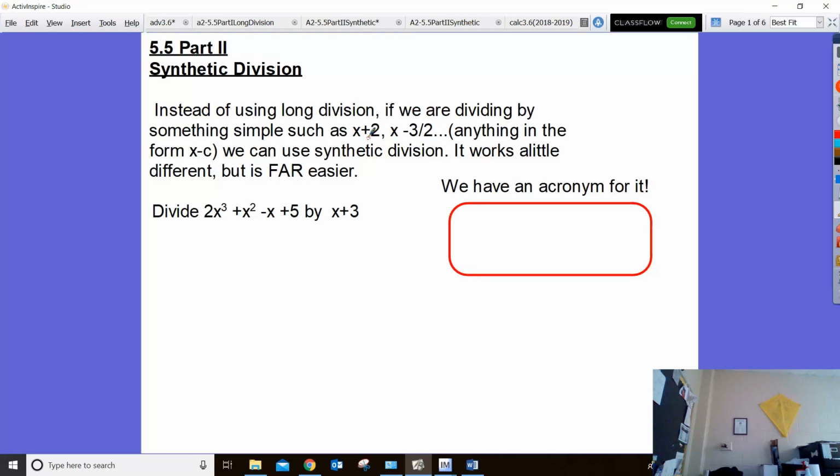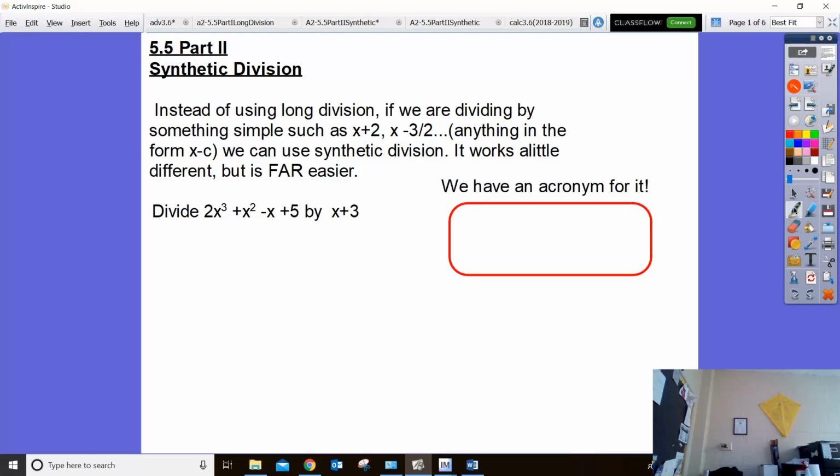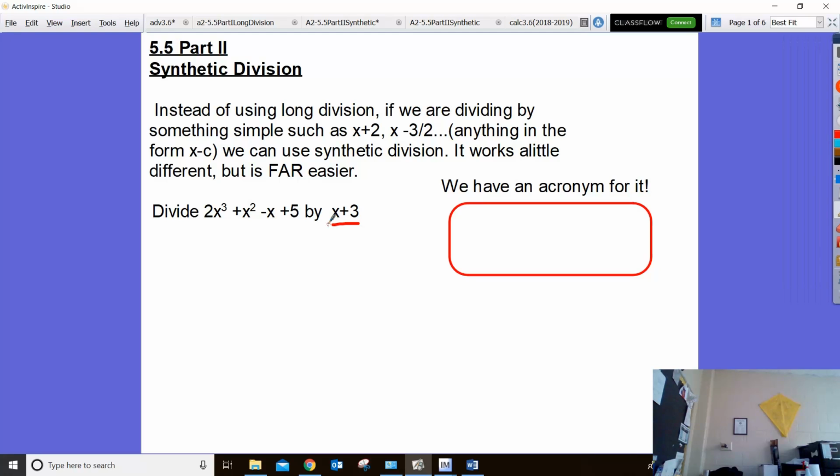It is different, okay? So we're going to divide 2x cubed plus x squared minus x plus 5 by x plus 3. Now I'm going to start with this. If I think about that being equal to 0, what does x have to be? That's the first thing you've got to do. You actually have to determine the value of x that would make it 0, okay? The divisor guy is upside down. Just how it's done, okay?